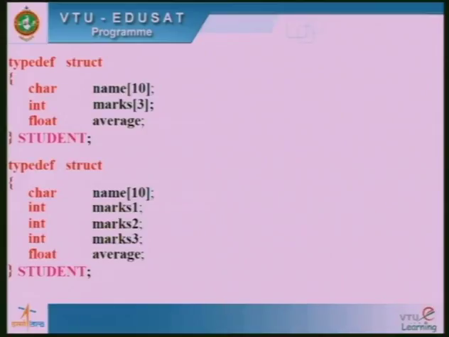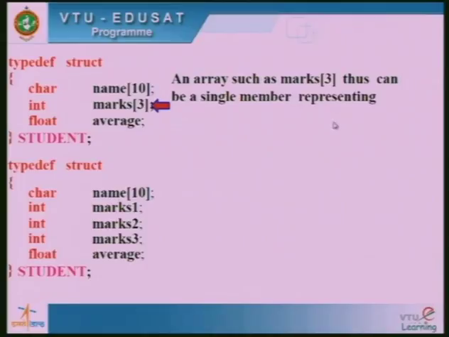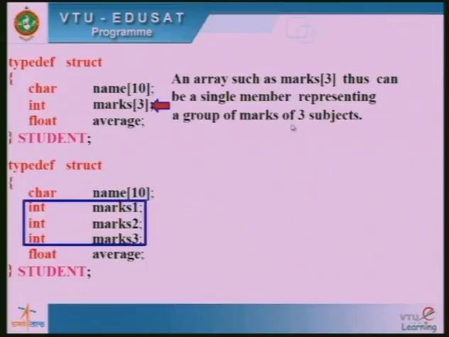Okay, now let us see how to start writing the program. See here an array such as marks of 3 can be a single member representing a group of marks of 3 subjects. If I want marks of 10 subjects, what should be the change here?